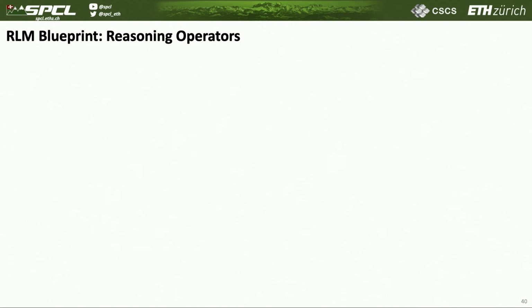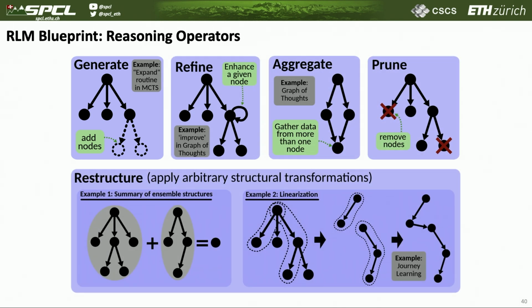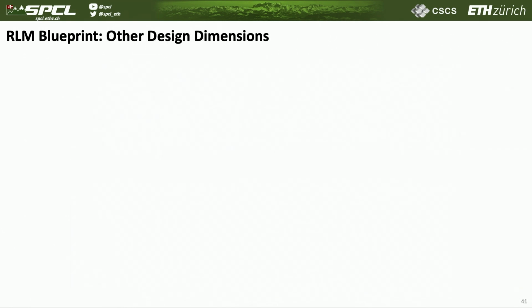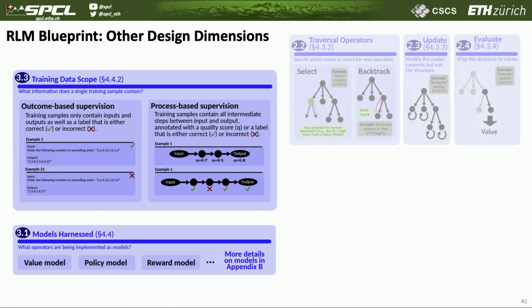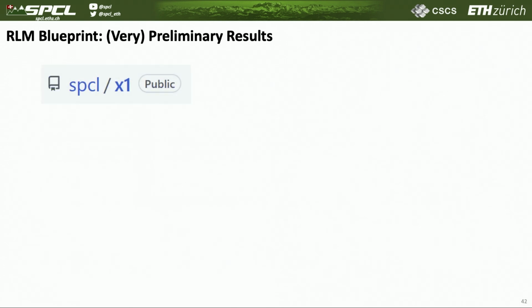And also the way that we grow these structures at a very fine level, the so-called reasoning operators. So for example, we could think about generating, refining, aggregating, pruning, or restructuring these structures, right? So that's what we support in our blueprint. And even more, so I'm going to skip that, but again, there are lots of things you can experiment with and try yourself. And our implementation is called x1. You can try it, it's public, and it provides you with a way to easily experiment with design choices and build your own reasoning models.